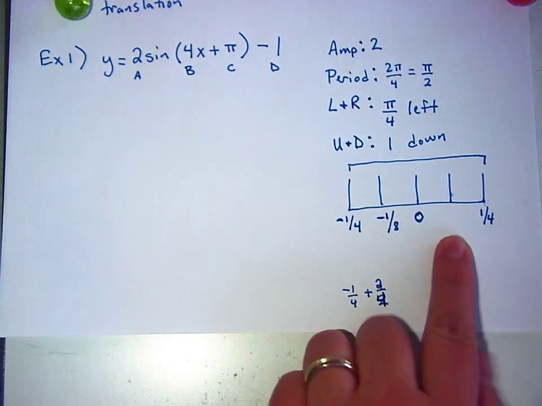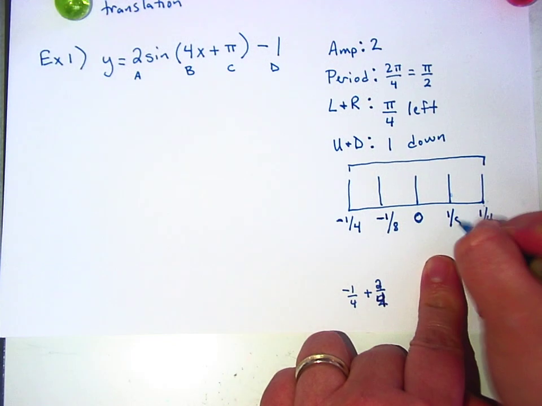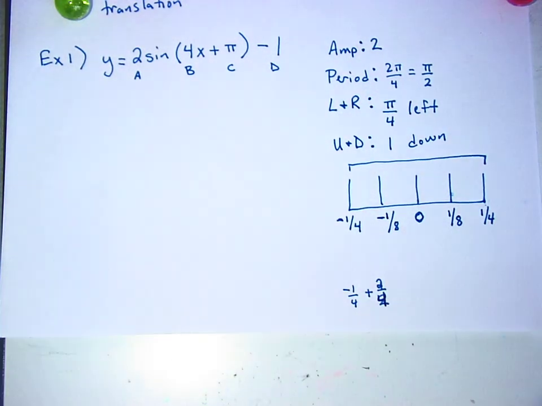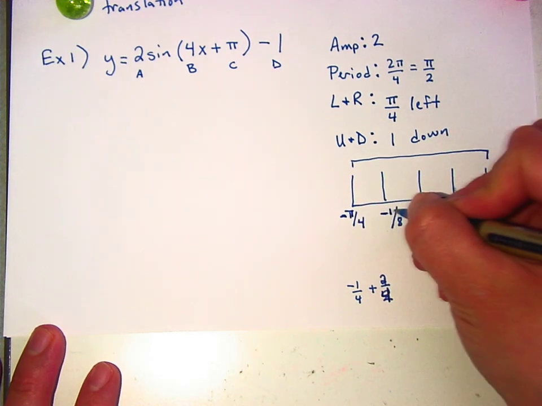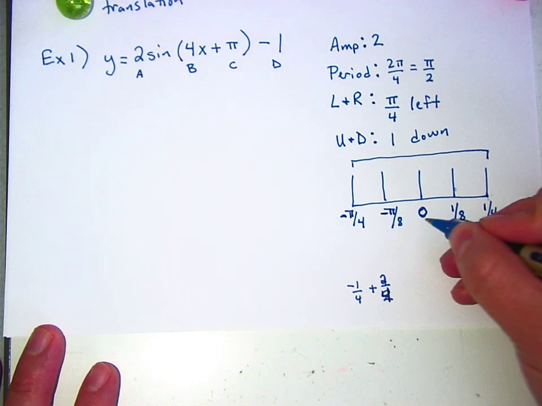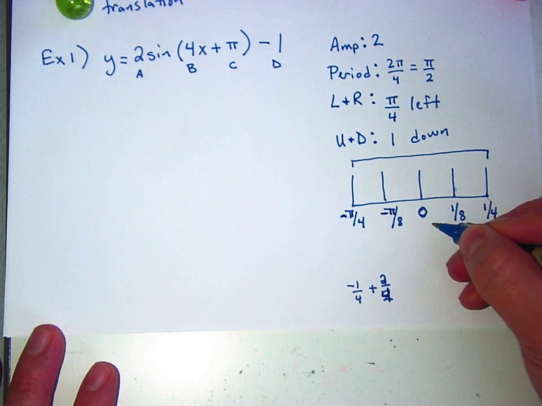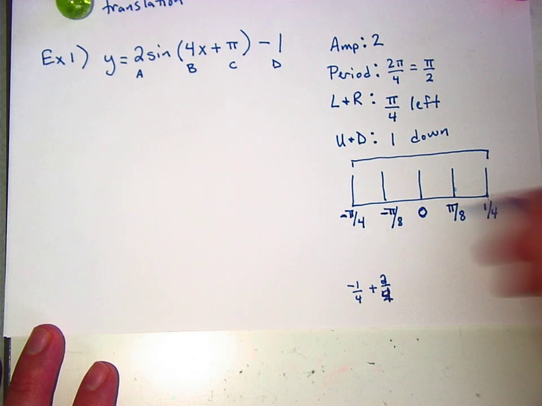What's this one? 1/8. Okay, but I can't really make these into 1/4, 1/8. I need to change it to pi, so I'm going to write this as negative pi over 4, negative pi over 8. Do I have to write 0 pi? No. Pi over 8 and pi over 4.